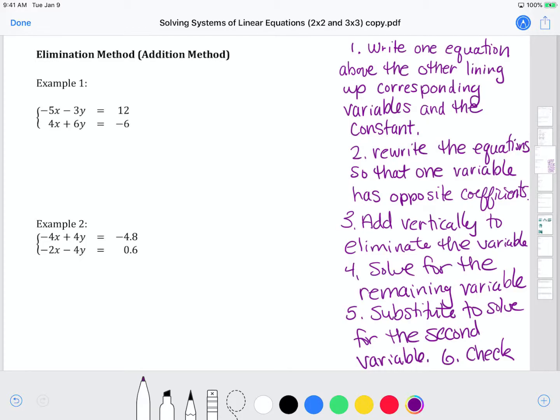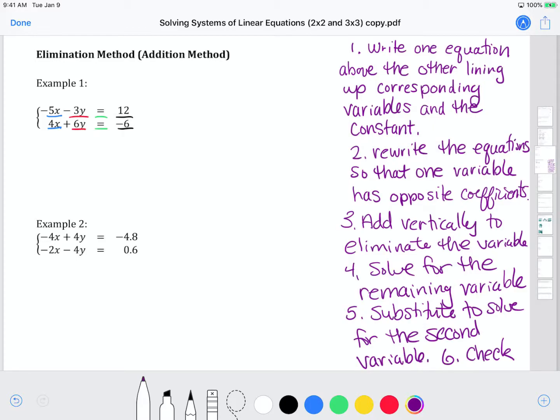So looking at this first example, going through step number 1, it says write one equation above the other, lining up corresponding variables and the constant. So if you notice, these are already lined up. My x's are above each other. My y's are above each other. My equal signs are lined up. And then I have my constants lined up. So everything is already lined up. If it's not, you have to rearrange the equation so that everything is lined up.